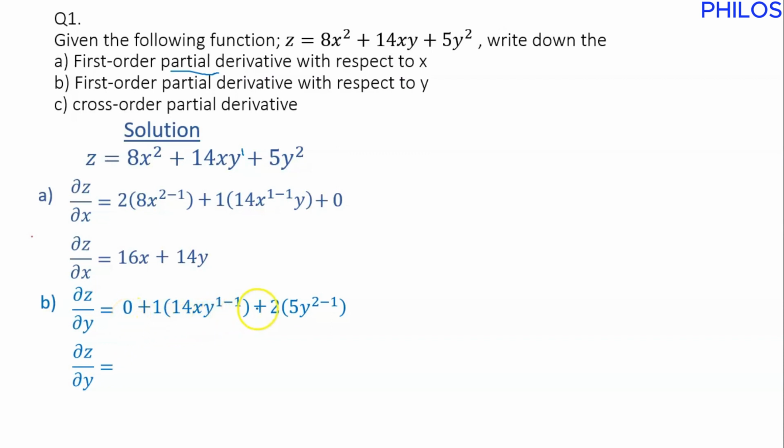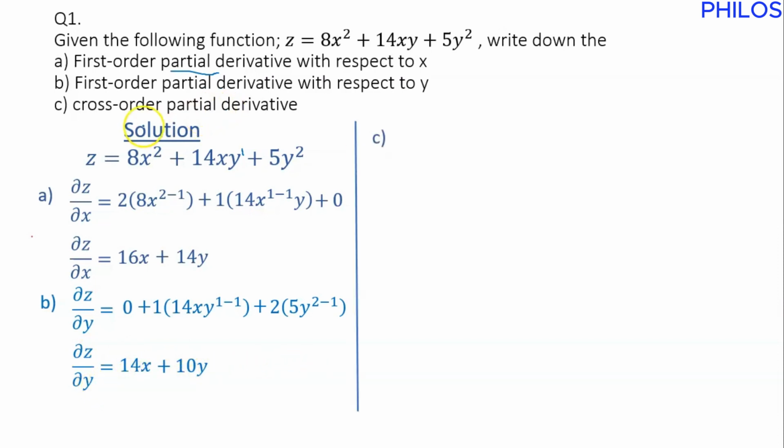Okay, so let's simplify this. 1 minus 1 is 0, isn't it? And y exponent 0 should give you 1. So this means 14 times x times 1, and that will give you 14x. Multiply by the 1 outside the bracket, it remains 14x. So this is 14x plus, let's simplify this also. 2 minus 1 is 1, isn't it? So you have y exponent 1. 2 times 5 is 10. So that gives you 10y exponent 1, which is the same as 10y. So when you differentiate z with respect to y, you get 14x plus 10y.